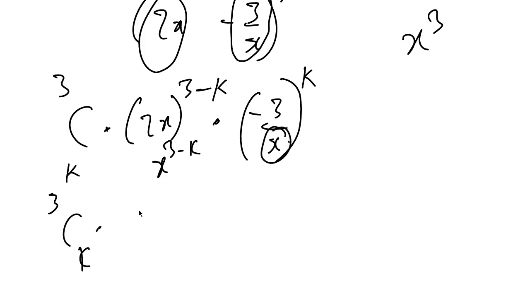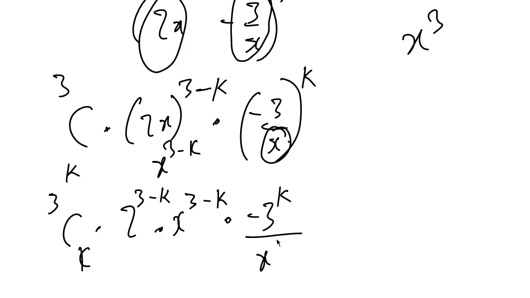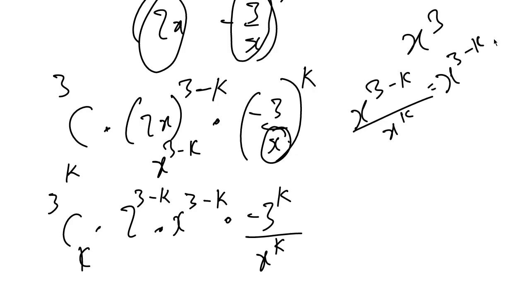3 combination k multiplied by, if you simplify this, 2 to the power 3 minus k, x to the power what? 3 minus k. Pay attention. Then if you want to simplify negative 3 over x to the power k, it will be negative 3 to the power k over what? x to the power k. That's why it's important for you to know the laws of indices. Division law now: that will be x to the power 3 minus k divided by x to the power k. It will be what? x to the power 3 minus k minus k. Are you getting it? That will be x to the power 3 minus what? 2k. Are you getting it?